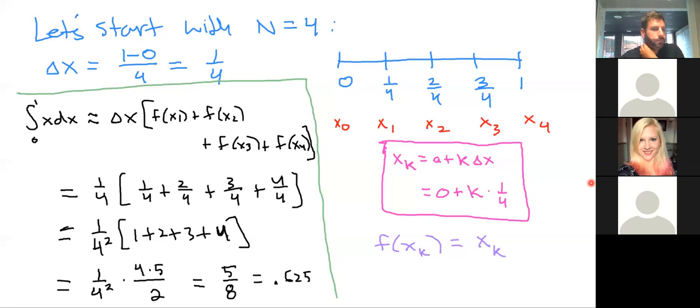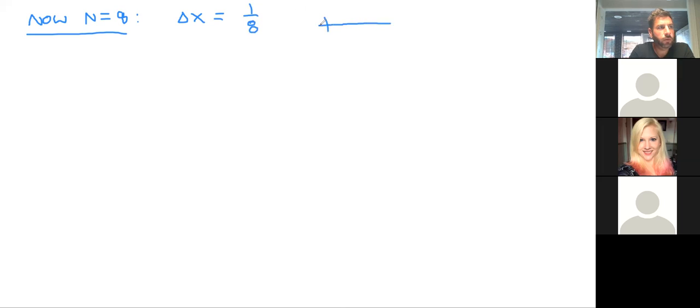All right, so there we go. Now what we want to do is do it for 8. Once you do this a couple times, what you start to recognize is, okay, I see something happening. So now what's your delta x? This time it's going to be 1/8. And if you're still unsure how to get those x sub k values, just draw a number line, break it into 8 pieces. Here's 4.